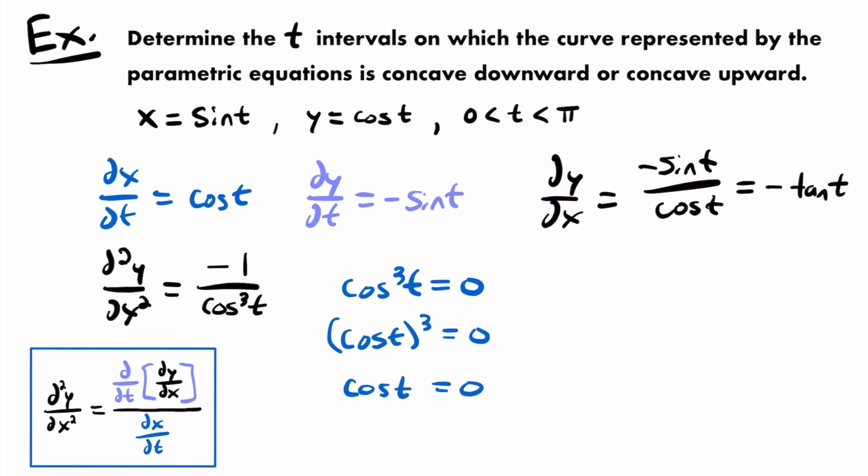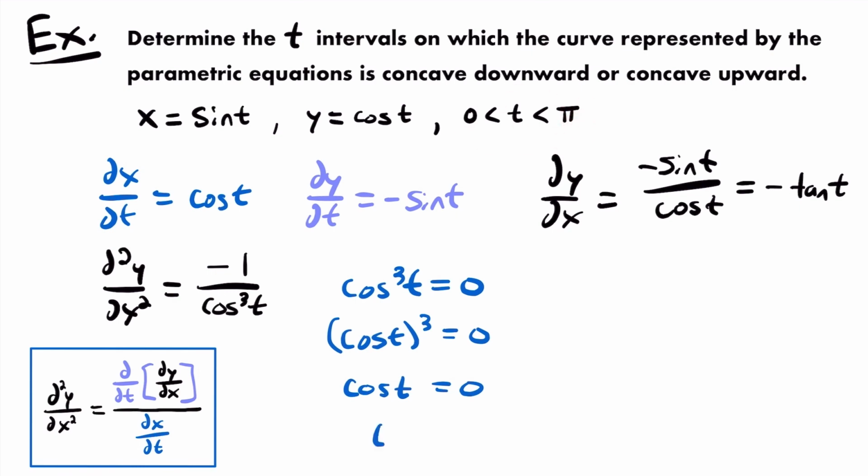Now to solve for t, we have to determine what values of t give us 0 for cosine on this interval of t values. On this interval from 0 to pi, the only value of t that will make cosine equal to 0 is pi divided by 2. Cosine of pi divided by 2 is 0, and there are some other values that make cosine equal to 0, but none of them are on this interval from 0 to pi. Another example would be 3 pi divided by 2. Cosine of 3 pi divided by 2 is 0, but 3 pi divided by 2 is greater than pi, so it's not on this interval.